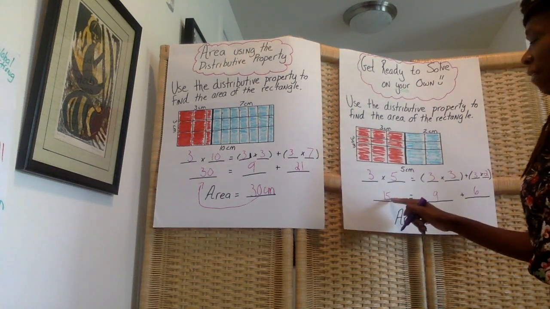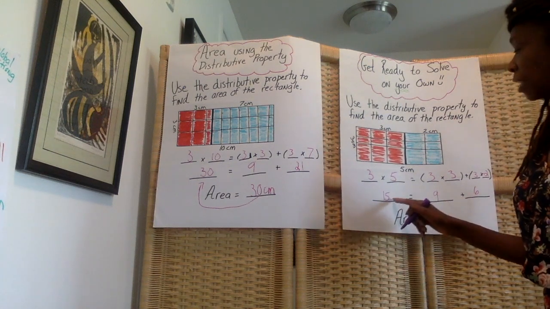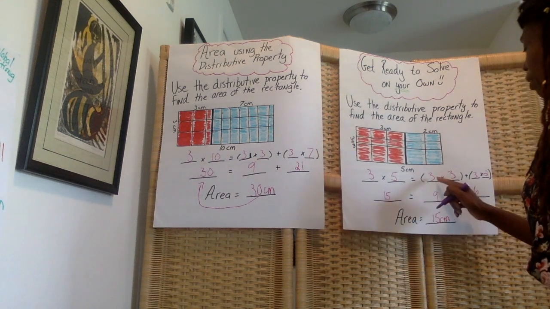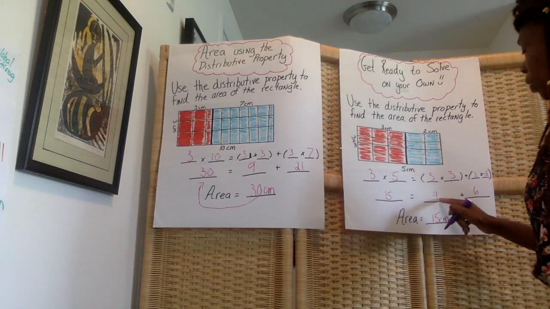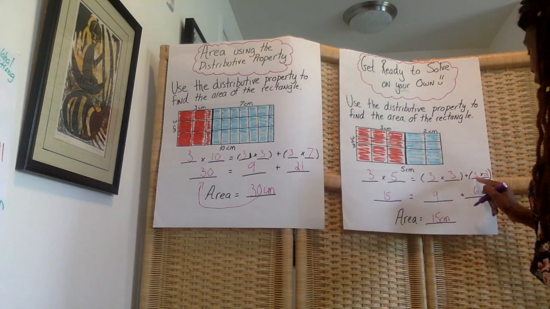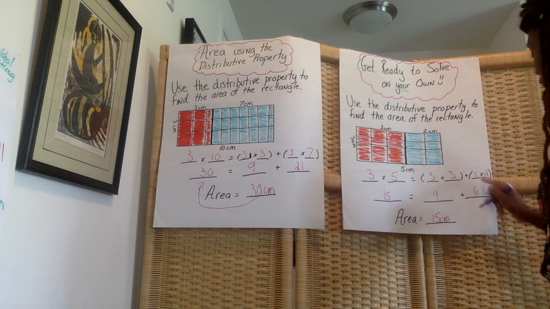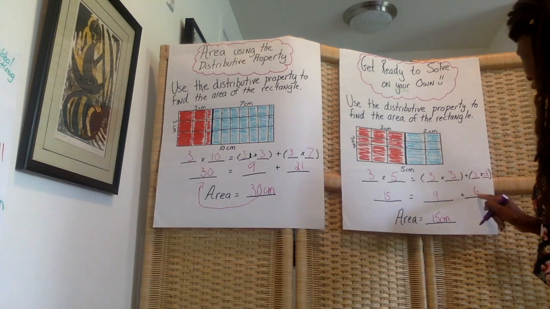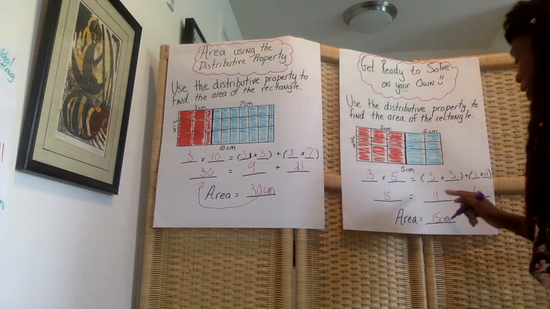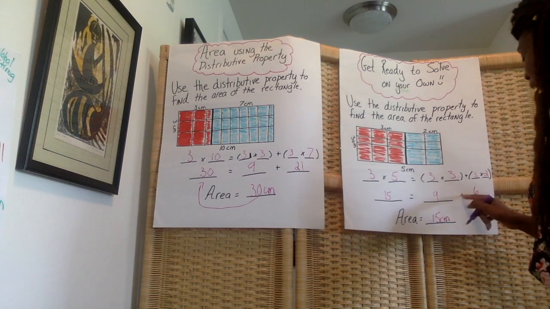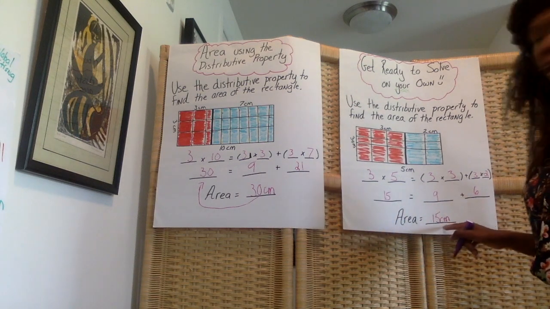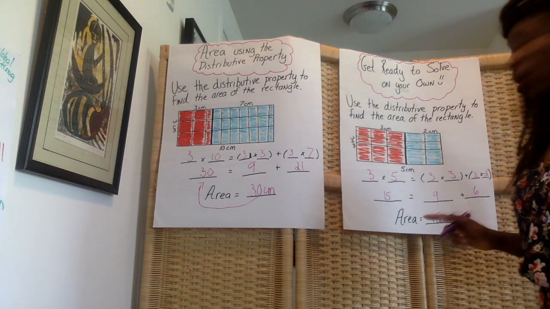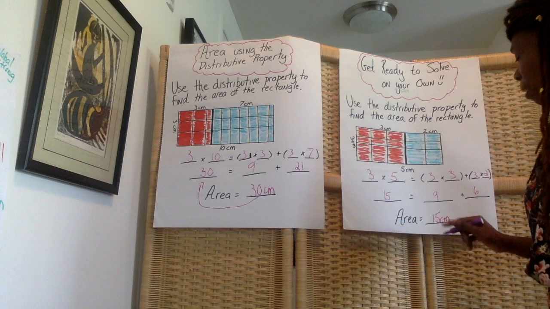3 times 5 is 15. I got this answer by skip counting. 3 times 3 equals 9. 3 times 2 equals 6. So now we want to add. 9 plus 6 equals what? 15 centimeters. So our area is 15 centimeters.